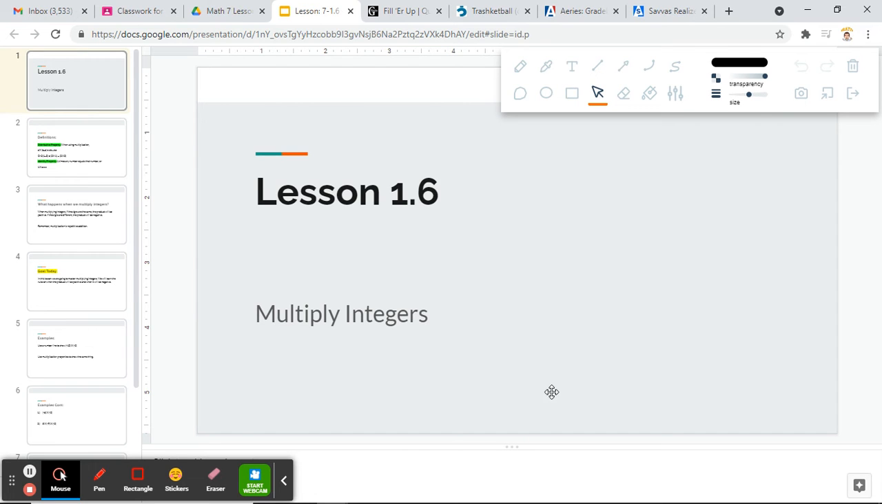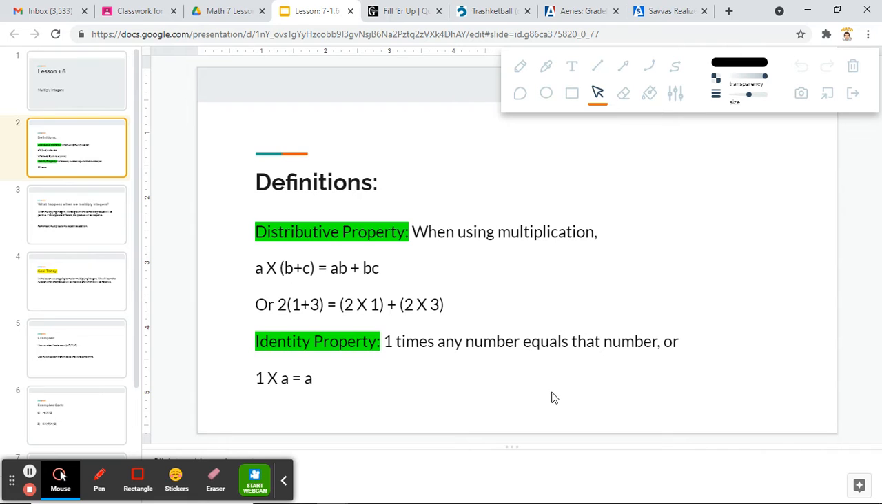Hello class, our lesson for today is lesson 1.6, how to multiply integers. So as always, let's start with our definitions here. First definition I want you guys to think of is the distributive property.